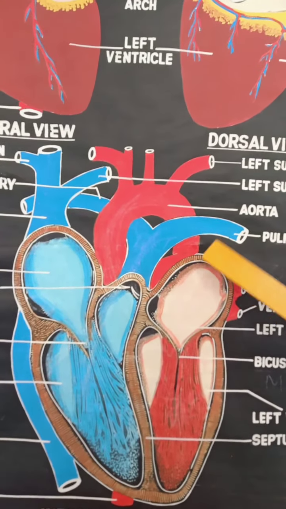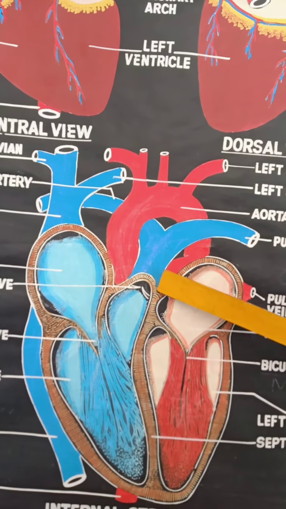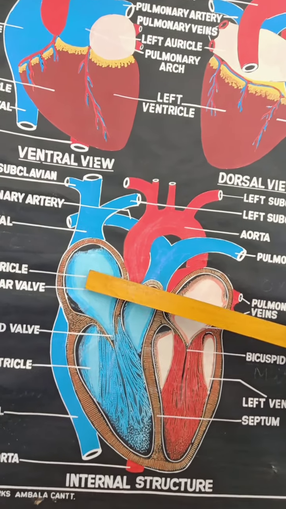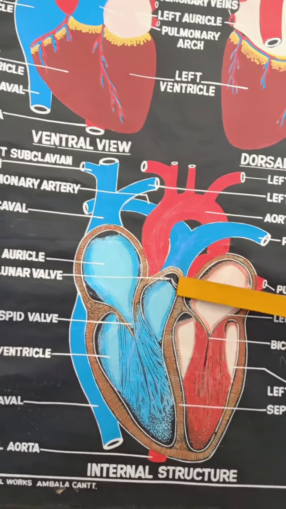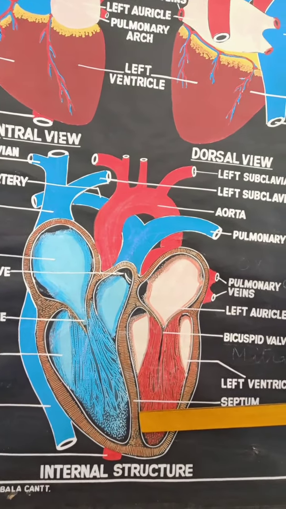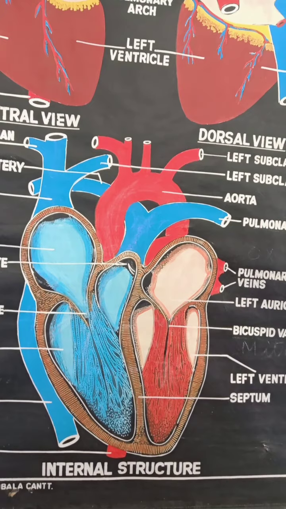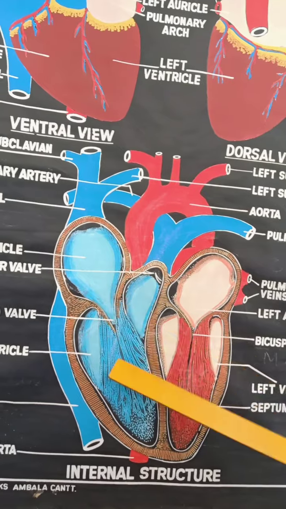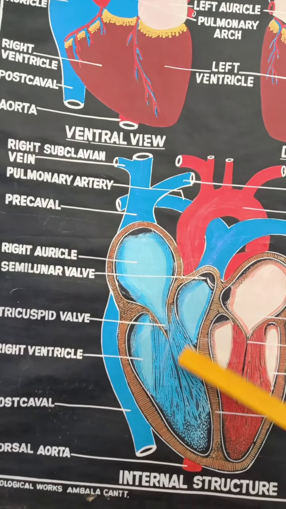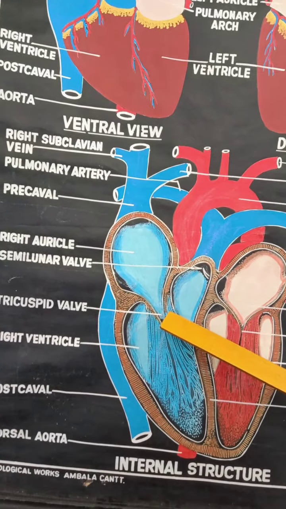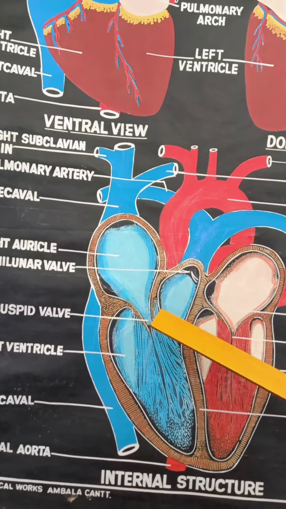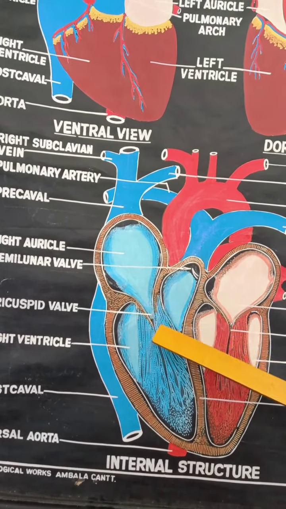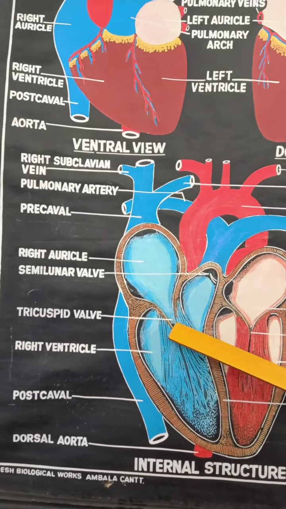So children, one more point is there. As I told you, the right side of the heart is separated from the left side of the heart with the help of a membrane known as the septum. Similarly, the right auricle and the right ventricle are separated by an opening known as the auriculoventricular aperture. So the auriculoventricular aperture is present just between the right auricle and right ventricle.